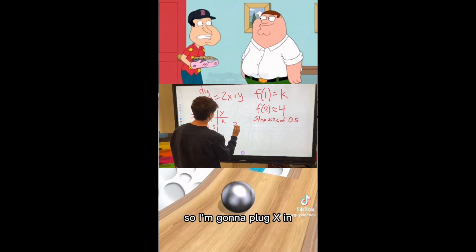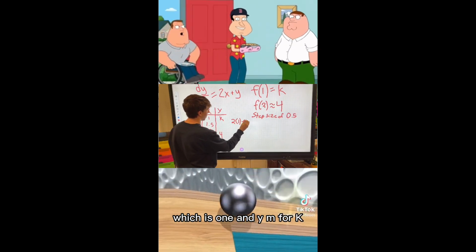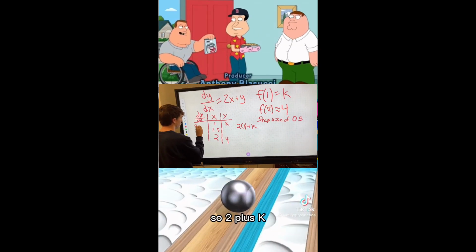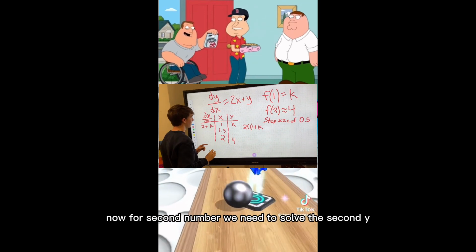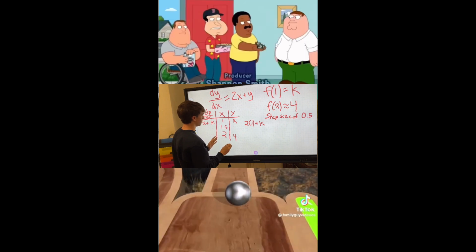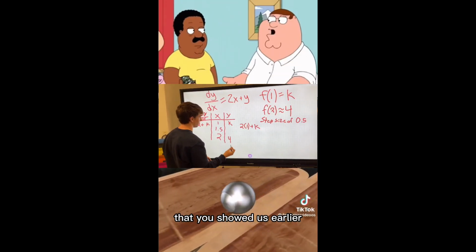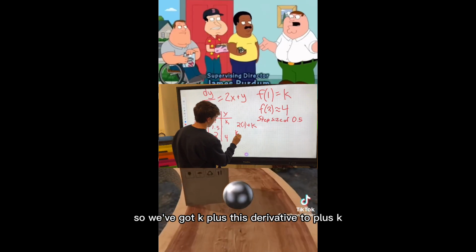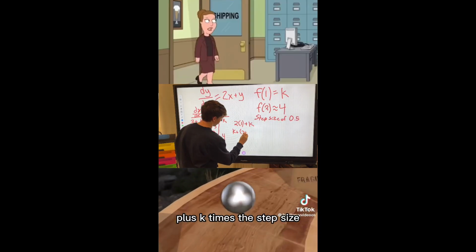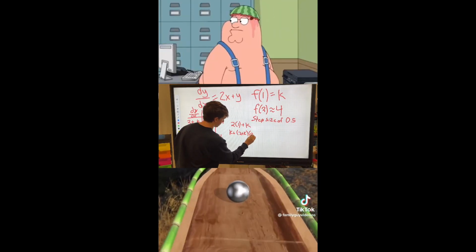So I'm gonna plug x in, which is 1, and y in for k. So dy/dx is 2 times 1 plus k. So 2 plus k. Now, for our second number, we need to solve the second y. And in order to do that, we have to use that Euler's method formula that you showed us earlier. So we've got k plus this derivative, 2 plus k, times the step size, which you said was 0.5.